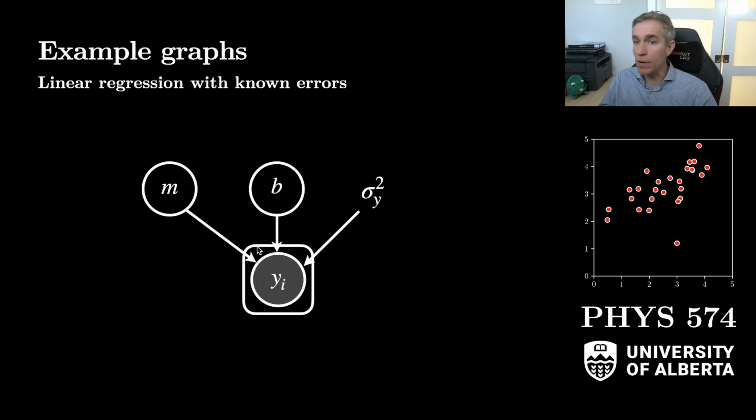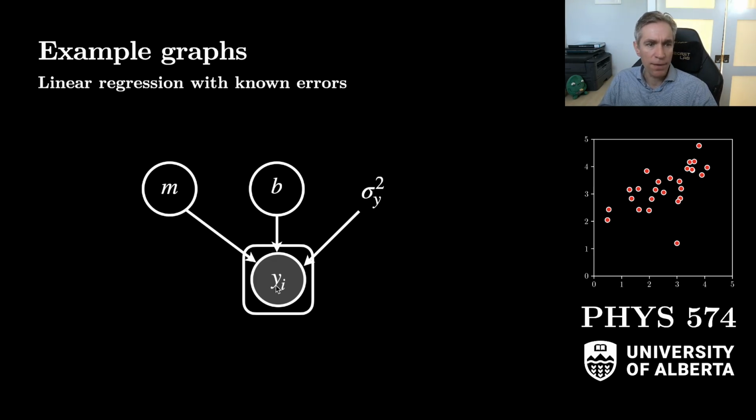So for the linear regression model that we just solved, we have m and b here, and then we use sigma y as a known constrained parameter on the problem, and they all fed into a collection of measured y_i.